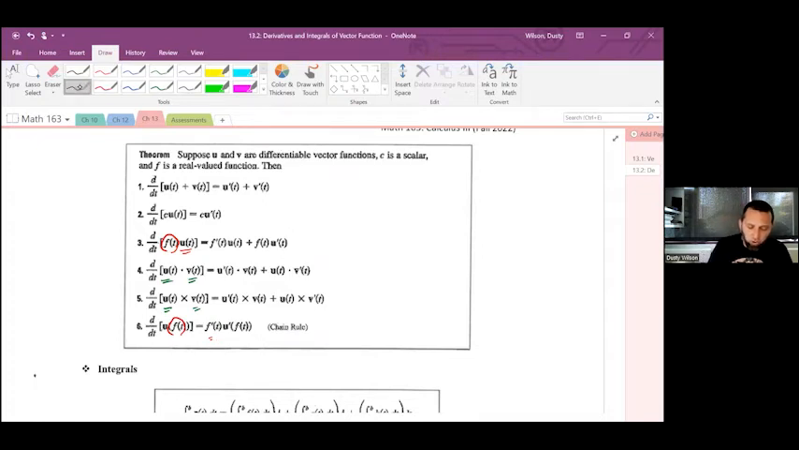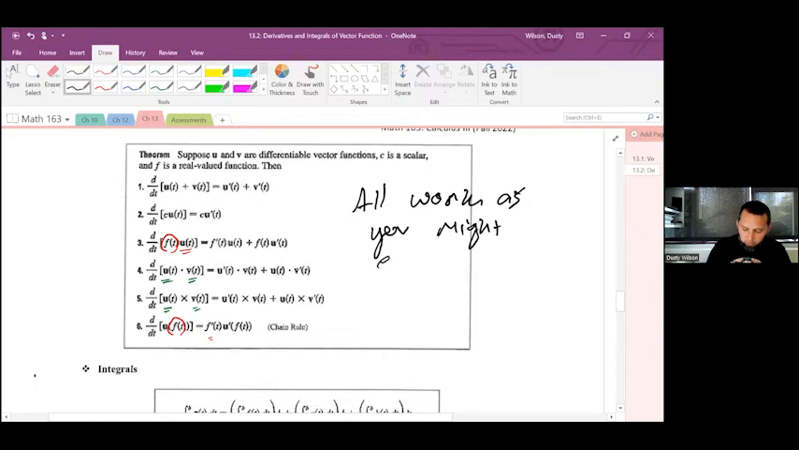So notice that all of these rules work as you might expect. While it's important to have memorized the product rule, the dot product, the cross product, and the chain rule, you don't need to memorize anything from this particular theorem, because everything in this theorem works exactly like you would expect it to, provided you know your dot product, cross product, chain rule, and product rule.